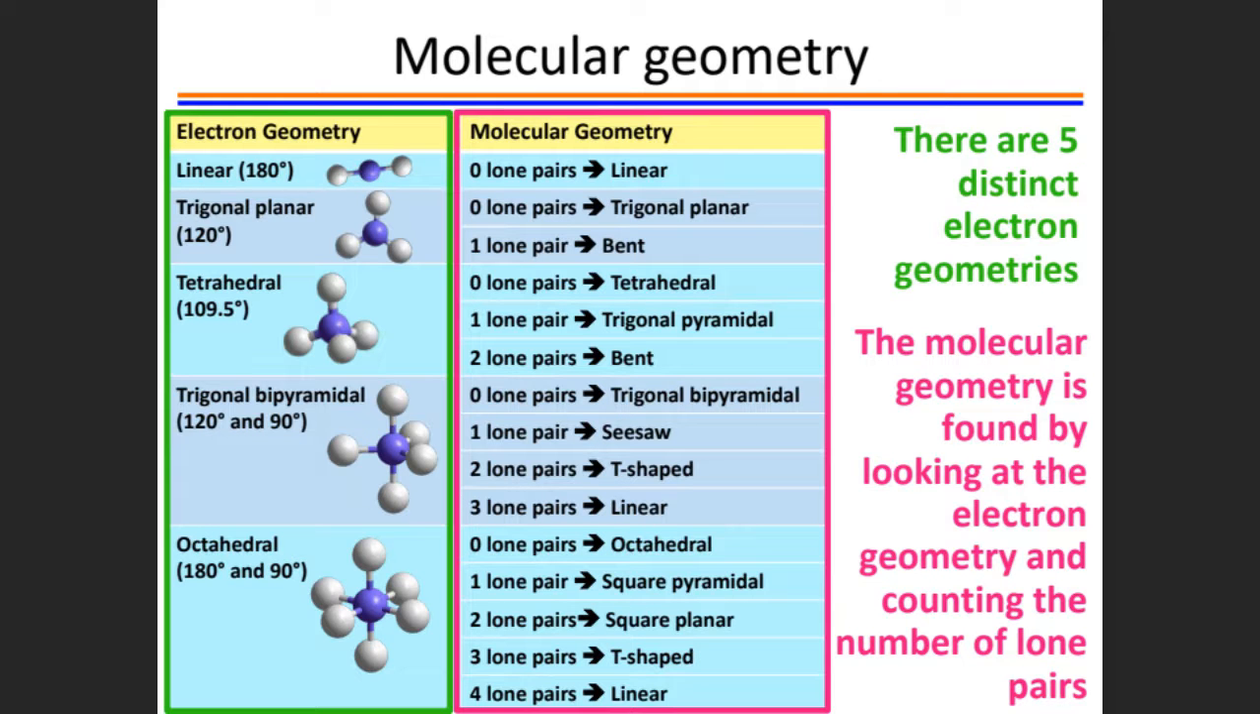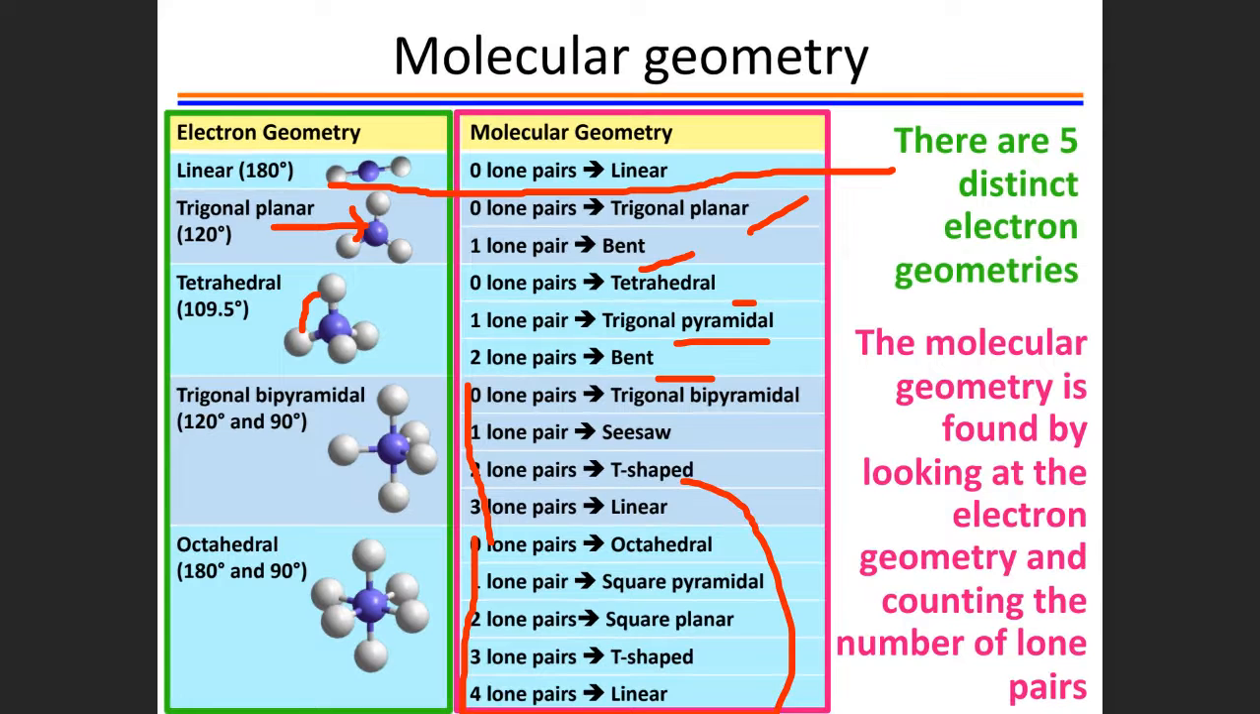Zero lone pair, linear. Trigonal, 120 degrees, zero lone pair, trigonal, and if there is one lone pair, this will be bending. Tetrahedral, as I said, the example is methane, 109.5. This will have zero lone pair, one lone pair, and two. So this can be this way. And then the 120 trigonal bipyramidal, you will count from 0 to 3. Then octahedral, 0 to 4. So you may need to look a little bit here.